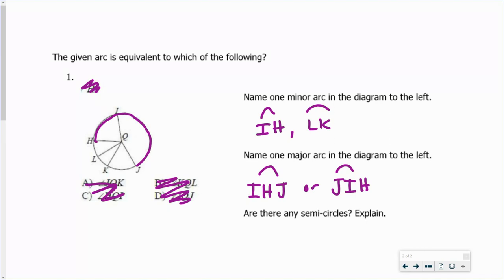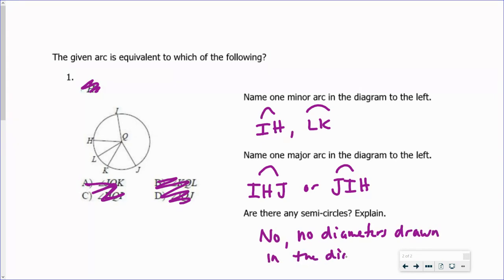The next one says, are there any semicircles? Explain. Well, the way that the diagram is currently labeled for us, the answer to that would be no, and the reason why is because there's no diameters drawn in the diagram. Now, if we really wanted to, we could draw a point, like say right here, connect the dots, and that's going to make a semicircle. But again, the way that the diagram is constructed, the answer to that would be no, because there's no diameters.